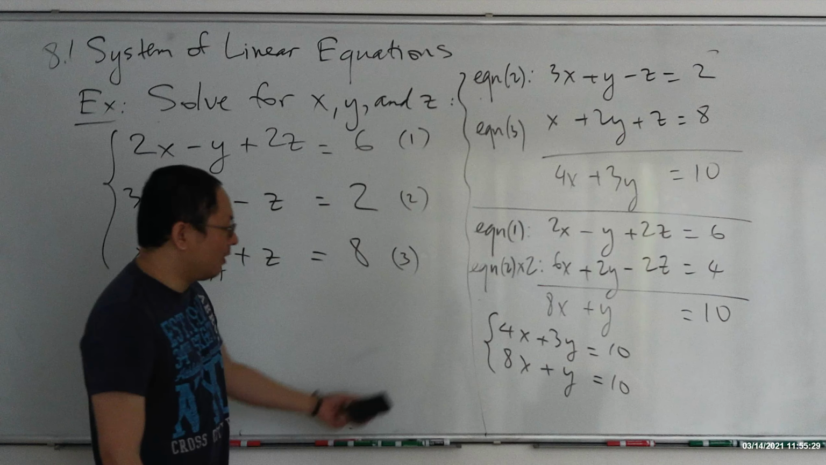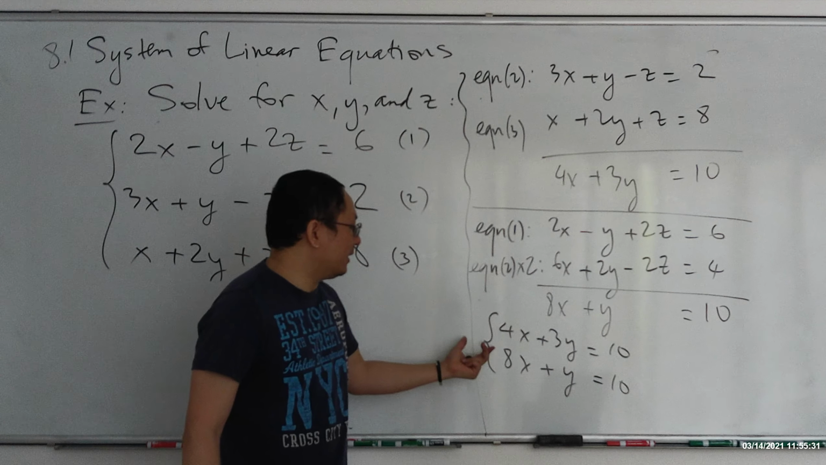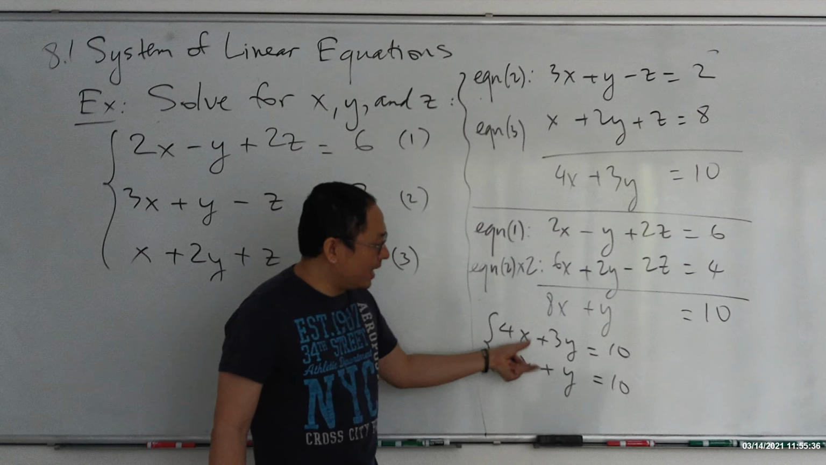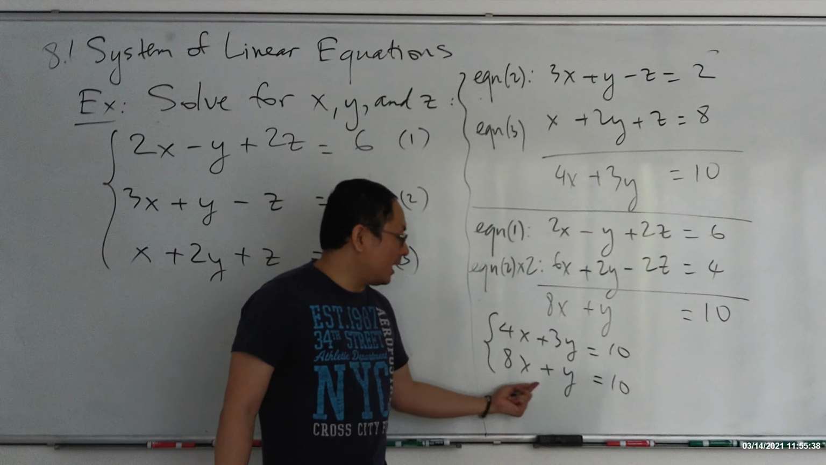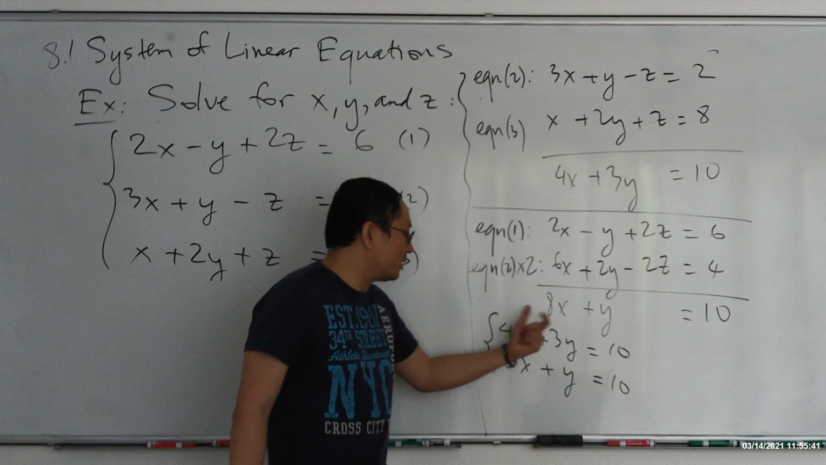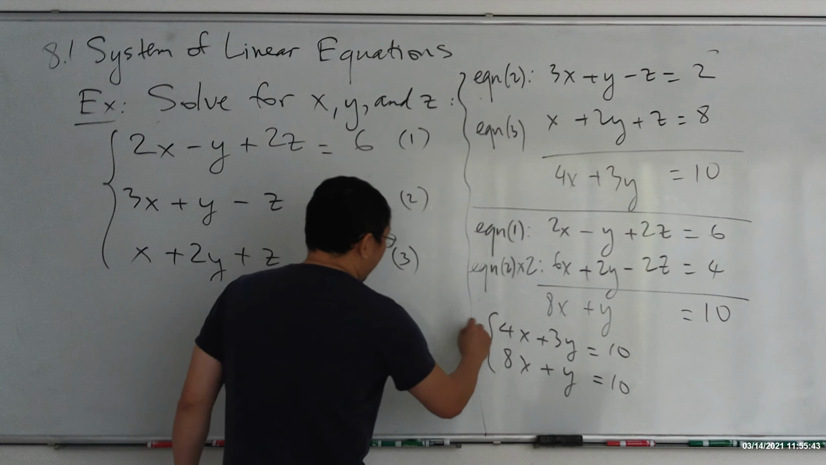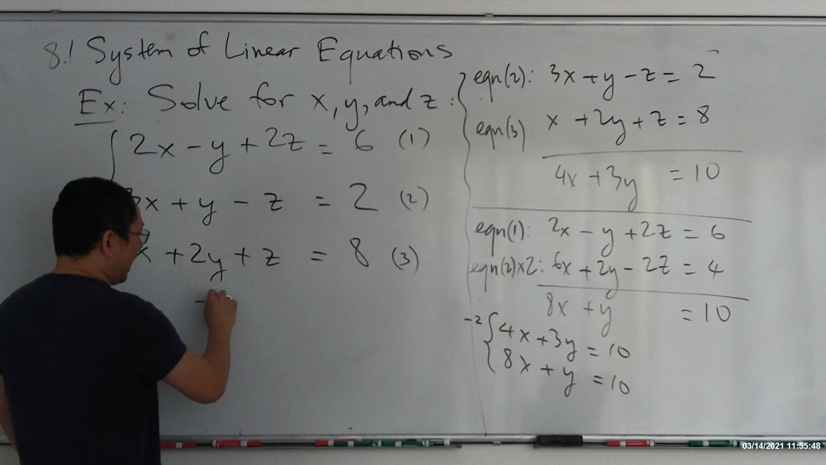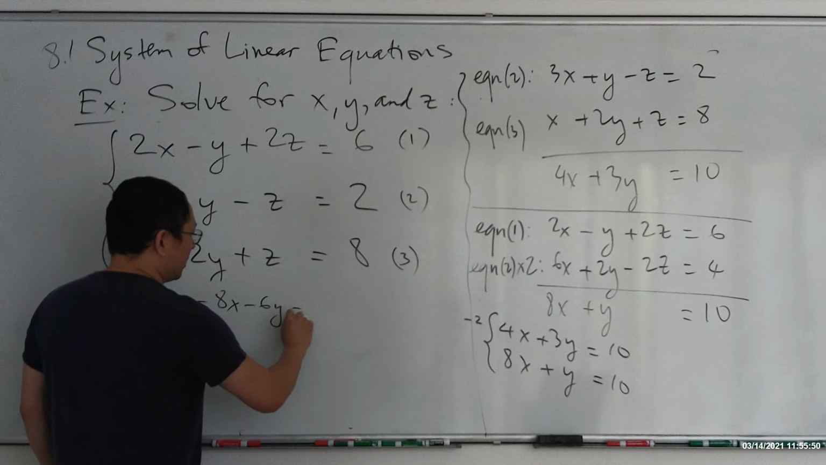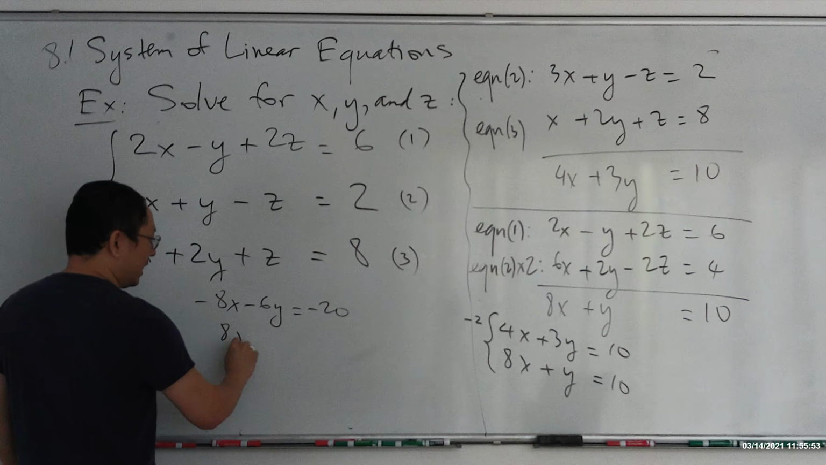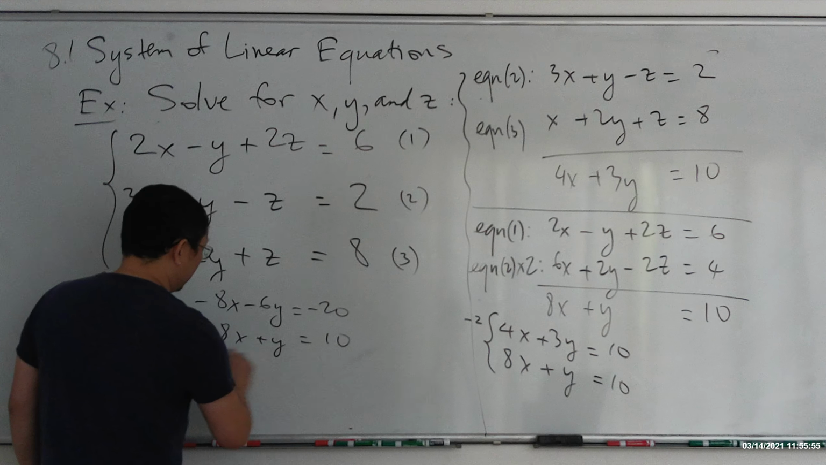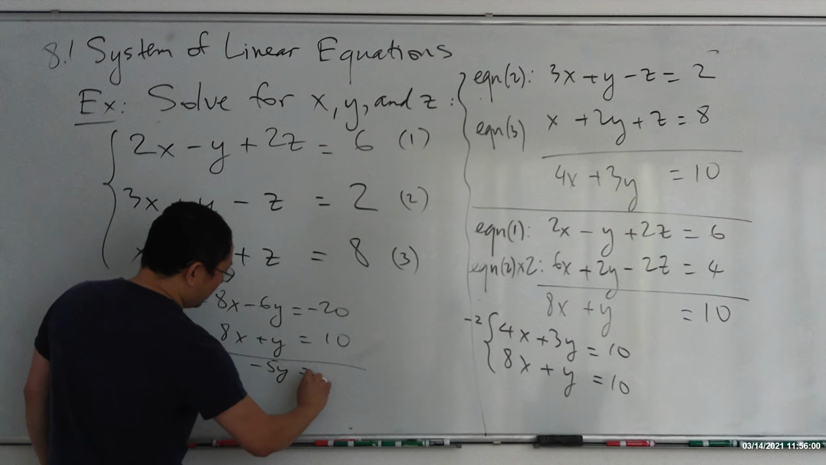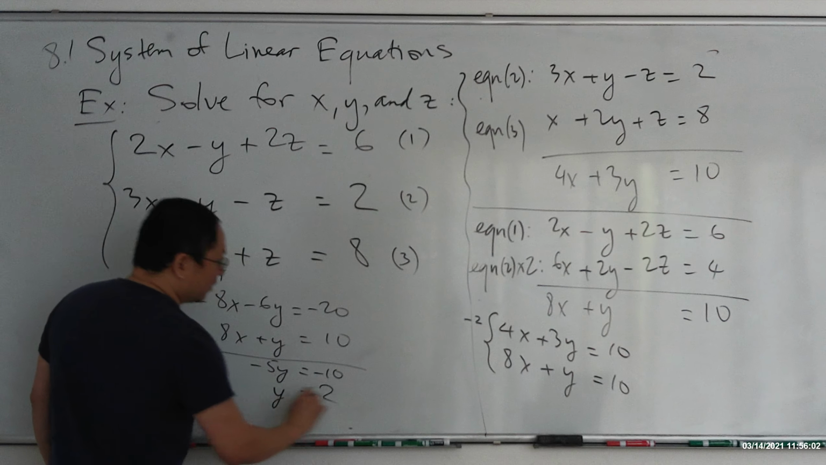Okay. So you can do elimination again. We learned that already. We can multiply the first equation by negative 2 to eliminate x, or you can multiply the second equation by negative 3, eliminate y and solve for x. Let's do the first. Times this by negative 2. We got what? Negative 8x, negative 6y equal to negative 20. Then 8x plus y equal to 10. Add up. x cancels out. Negative 5y equal to negative 10. So y is equal to 2.